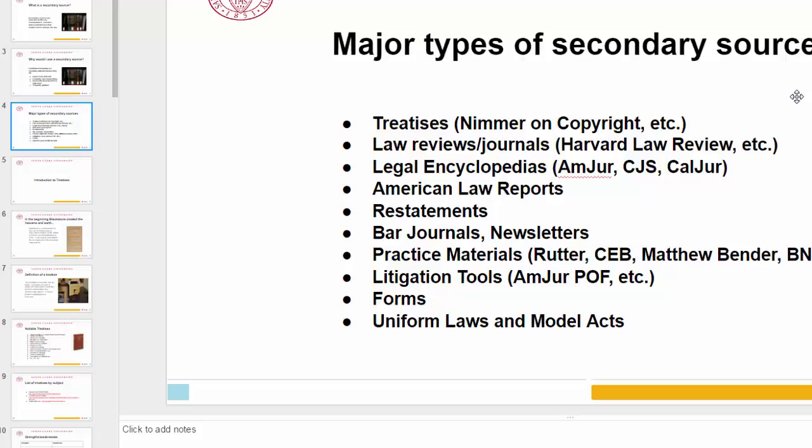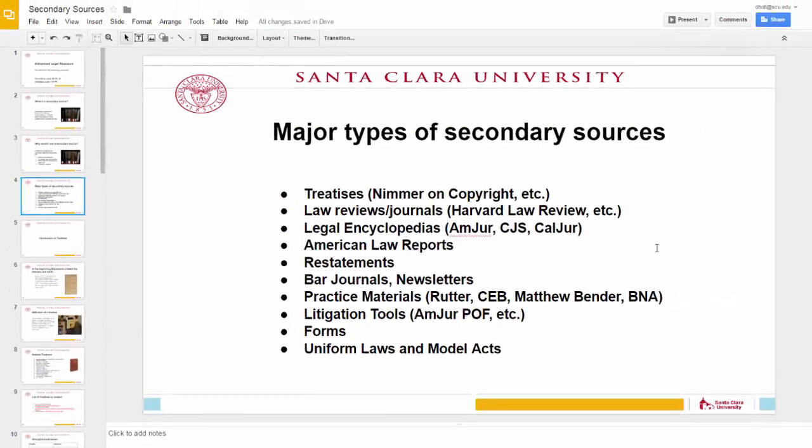Practice materials, as the name implies, are materials that are designed for practice. We have just a handful of major publishers that tend to dominate this market. In California, the three big publishers of practice materials are Rutter Group, CEB, and Matthew Bender. Rutter Group is licensed by Westlaw, and so you will be able to access Rutter Group practice materials on Westlaw. Matthew Bender is wholly owned by Lexis, and so you will be able to access those materials on Lexis's platform. CEB is a little unusual. It's owned by the University of California, and it has its own electronic platform. You won't be able to access CEB materials electronically through either Westlaw or Lexis.